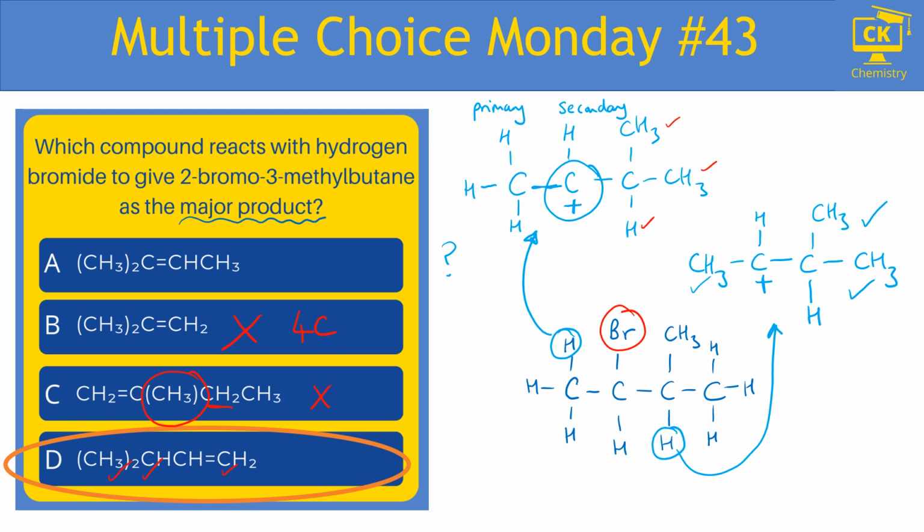but if I did it the other way round and put the plus here and the H on here, this is a tertiary carbocation, and tertiary is more stable than secondary. So this would be the most likely, and the most likely product if you were reacting that alkene would be 2-bromo 2-methylbutane, not 2-bromo 3-methyl. So that's why it's not A, because it does not proceed through the most stable carbocation intermediate.